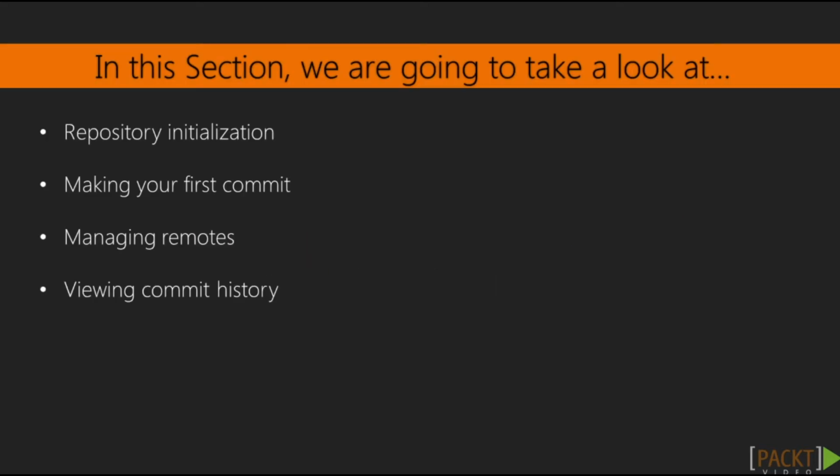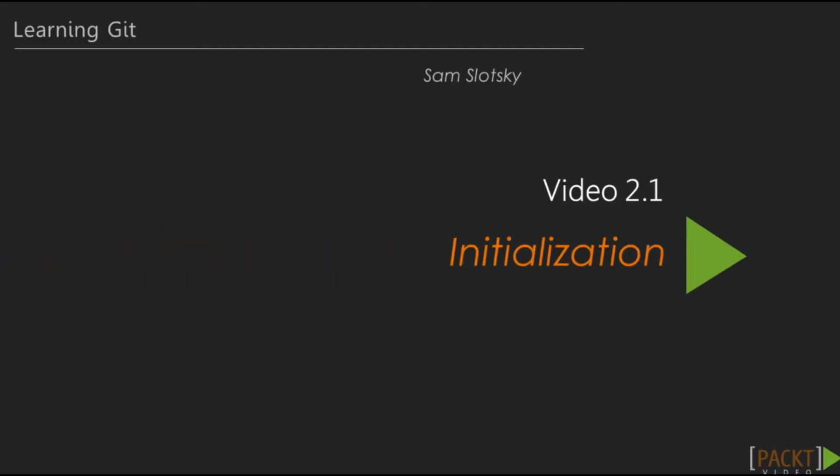We'll begin by looking at what occurs when a repository is initialized. Then we'll make our first commit, push our changes to our remote repository on GitHub, and explore some of the options available when looking through the commit history. For our first video in this section, we'll focus on repository initialization.